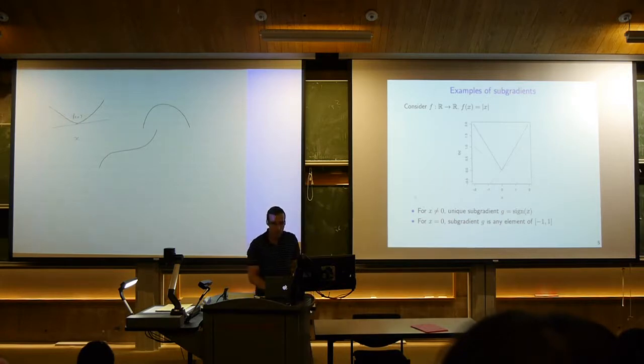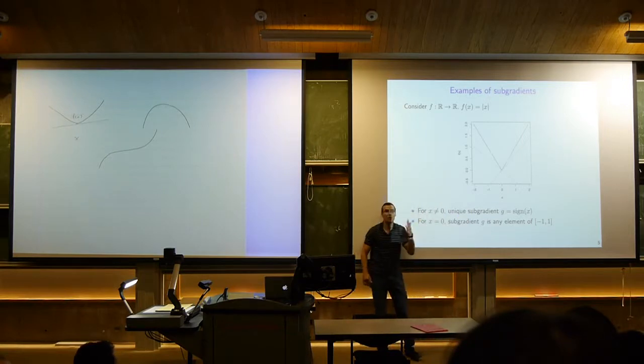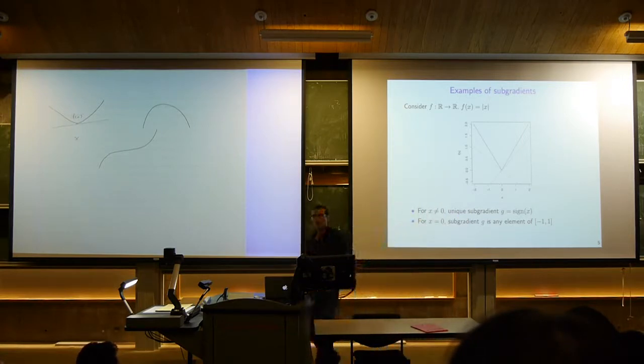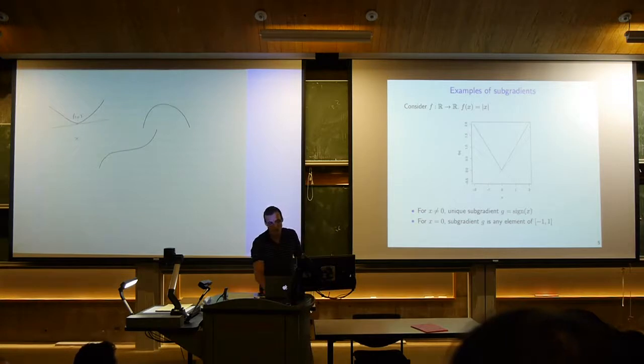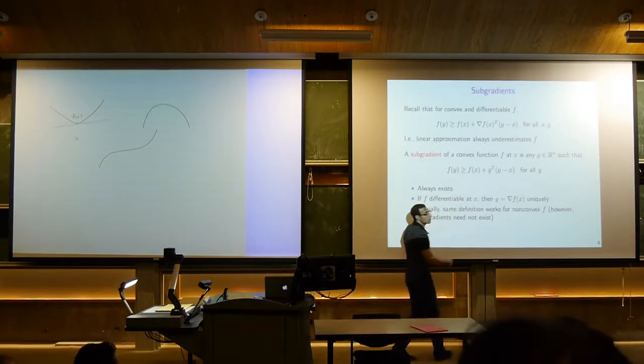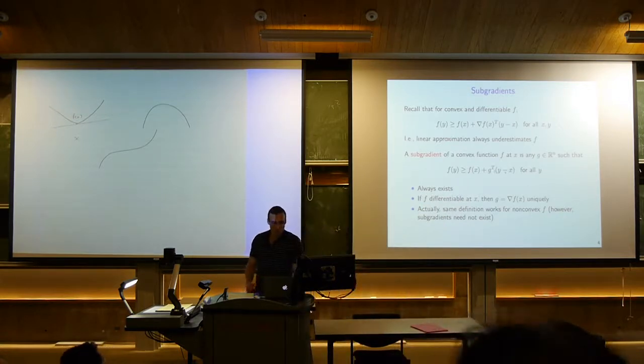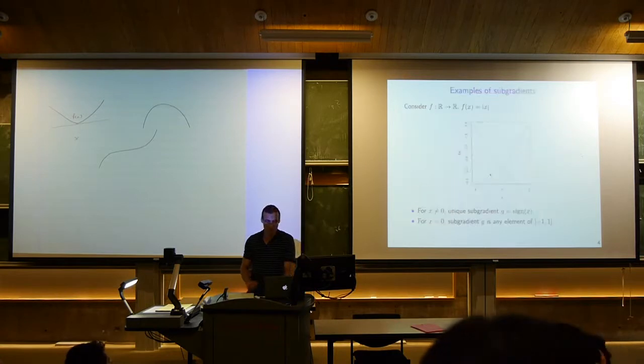At 0, it gets kind of interesting. The subgradient is any element of the interval minus 1 to 1. So I can draw a line with slope anything in between minus 1 and 1 that passes through the point (0, 0), and that's going to be a global under-approximator to the absolute value function, right? It's going to lie below the absolute value function everywhere. You can also check that this definition is met for the absolute value function at 0 if this g is anything in between minus 1 and 1.